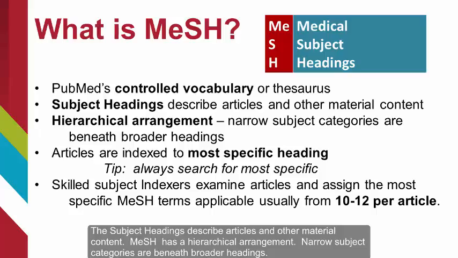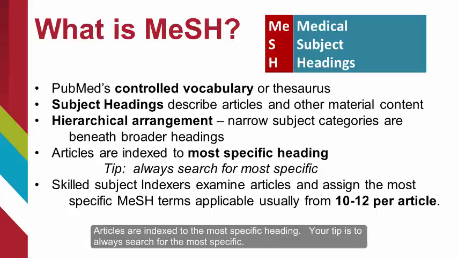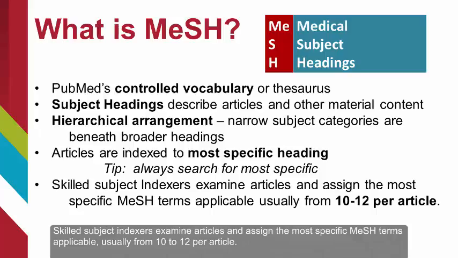MeSH has a hierarchical arrangement. Narrow subject categories are beneath broader headings. Articles are indexed to the most specific heading. So your tip is to always search for the most specific. Skilled subject indexers examine articles and assign the most specific MeSH terms applicable, usually from 10 to 12 per article.